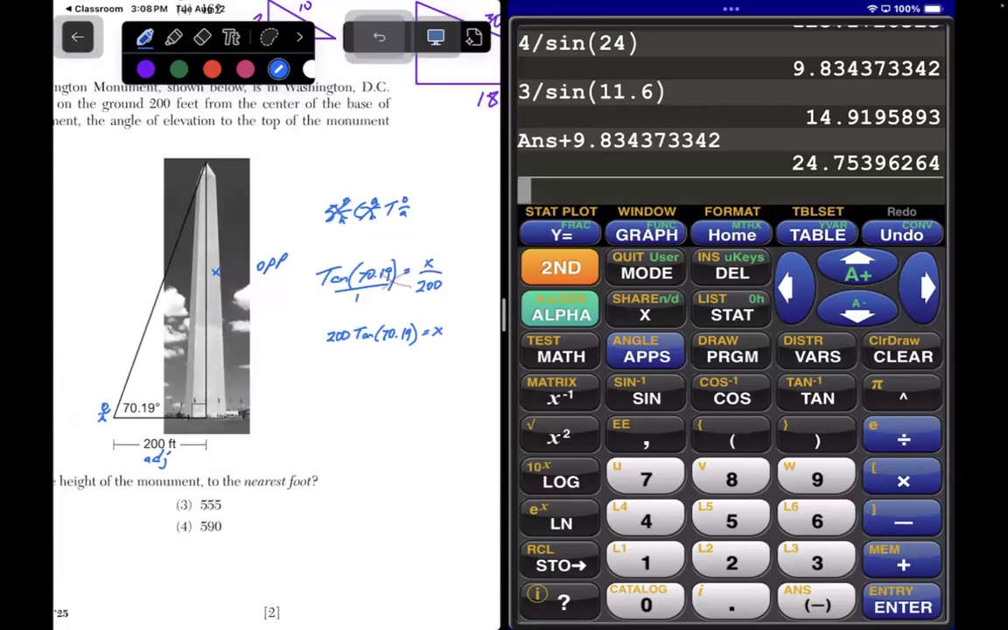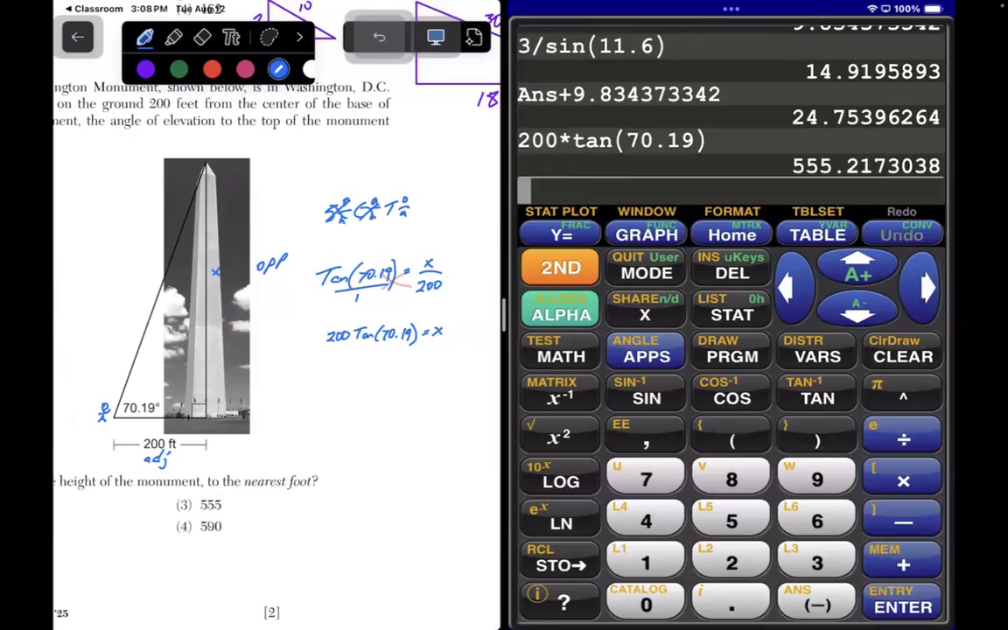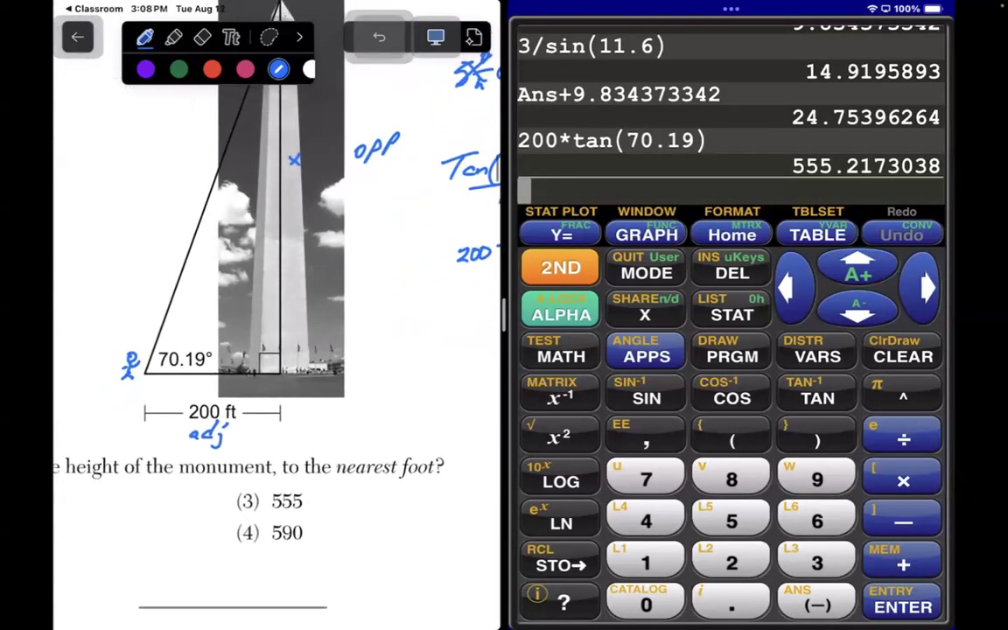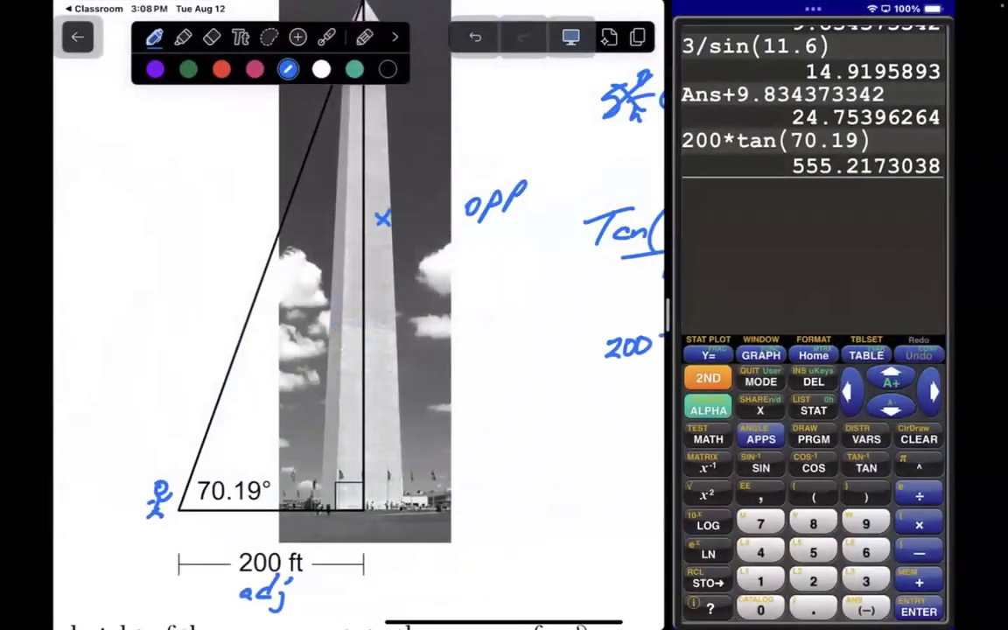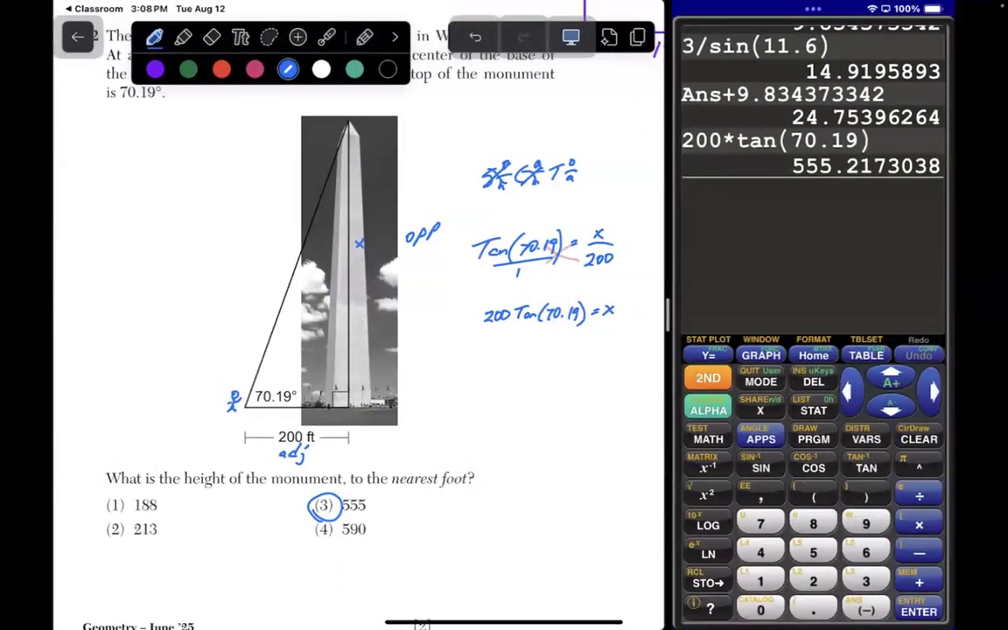So 200 times tangent of 70.19. 555 feet. That's pretty tall. And that's correct. 555 feet. I guess it is pretty tall.